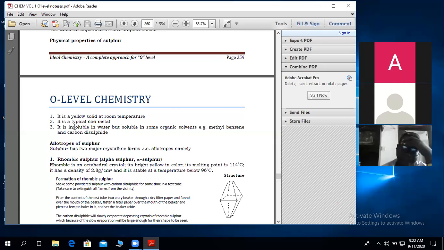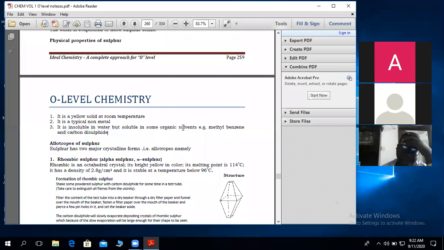Sulfur is a typical non-metal. There is no question about it. We know that all elements which have more than 4 electrons in the outermost shell are non-metals. So sulfur is a non-metal. Sulfur is insoluble in water. Sulfur does not dissolve in water. Please, you people take note of that. So whenever we have sulfur in water, it will always appear as a yellow precipitate because sulfur does not dissolve in water. But it is soluble in organic solvents like methylbenzene and carbon disulfide.